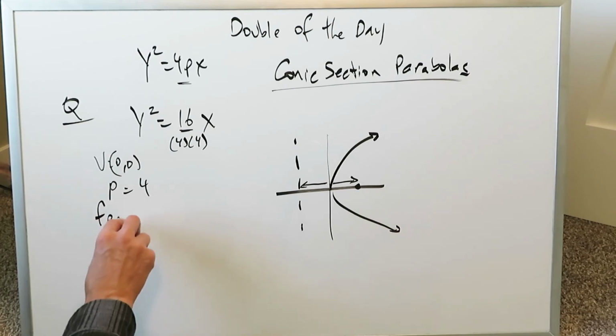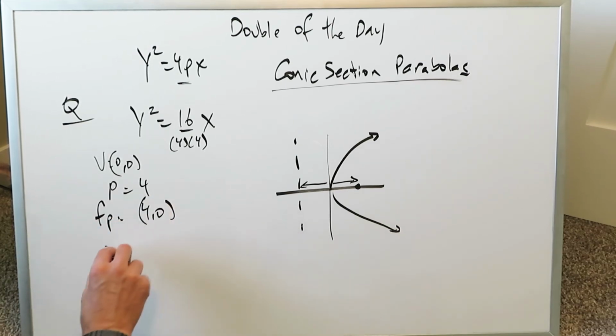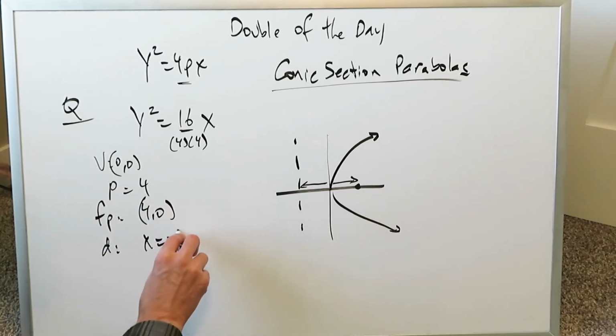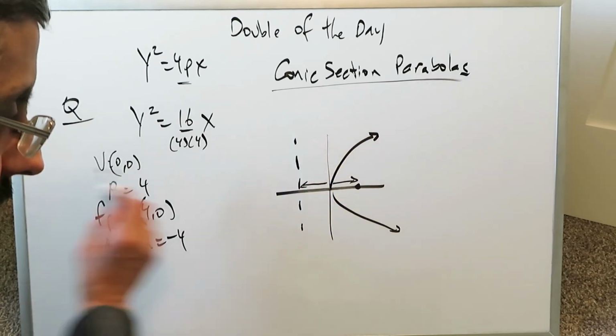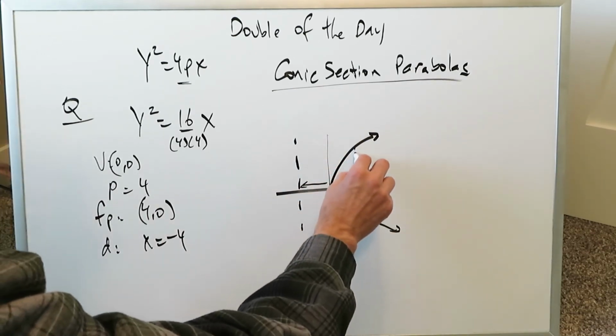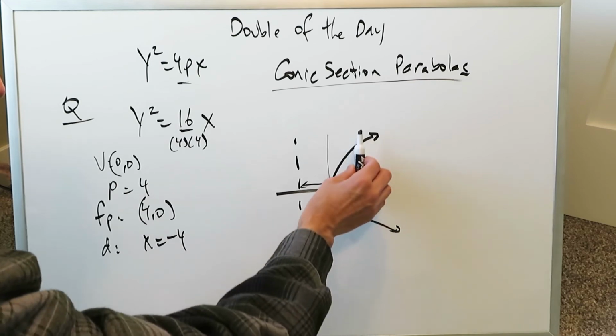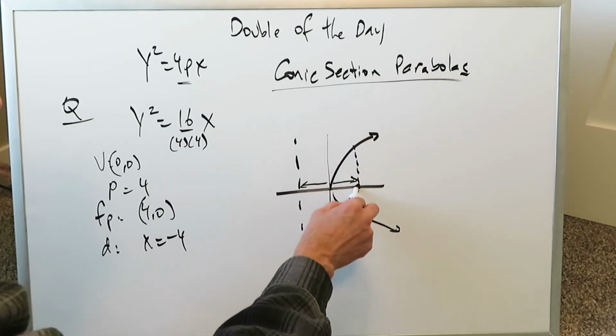Your focal point here is very easily 4, 0. Your directrix here is x equals minus 4. X equals minus 4. Now you must determine the latus rectum points. The latus rectum is a chord which goes from one side to the other side, but through the focal point.